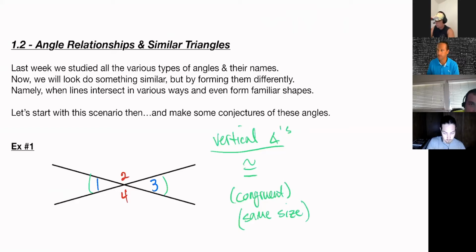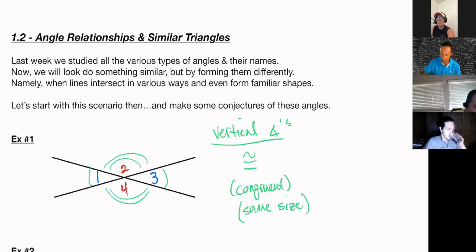Would corresponding angles also be another way to say it? Not quite, Adam. We will get there. Okay. And let's go ahead and get there.